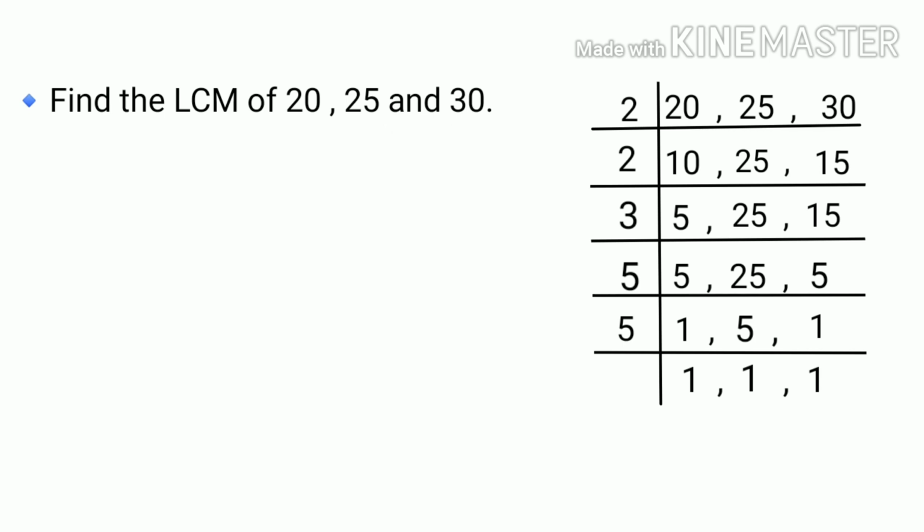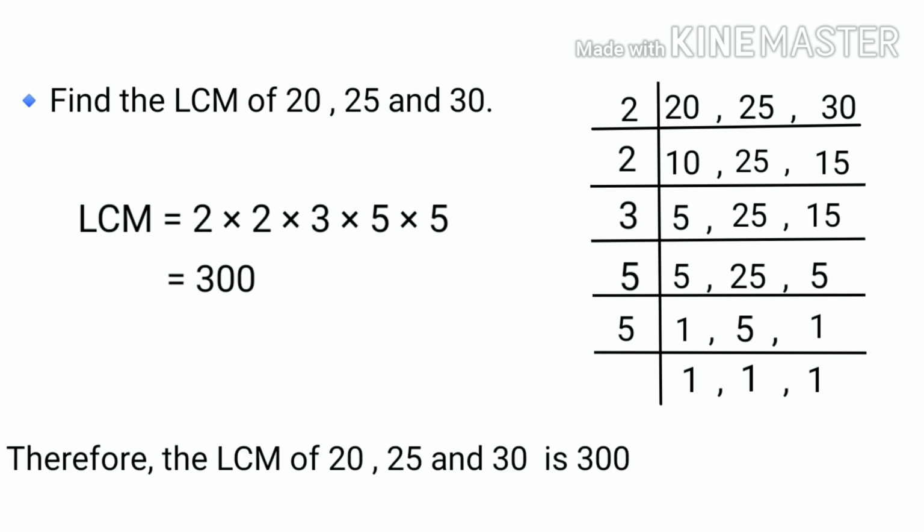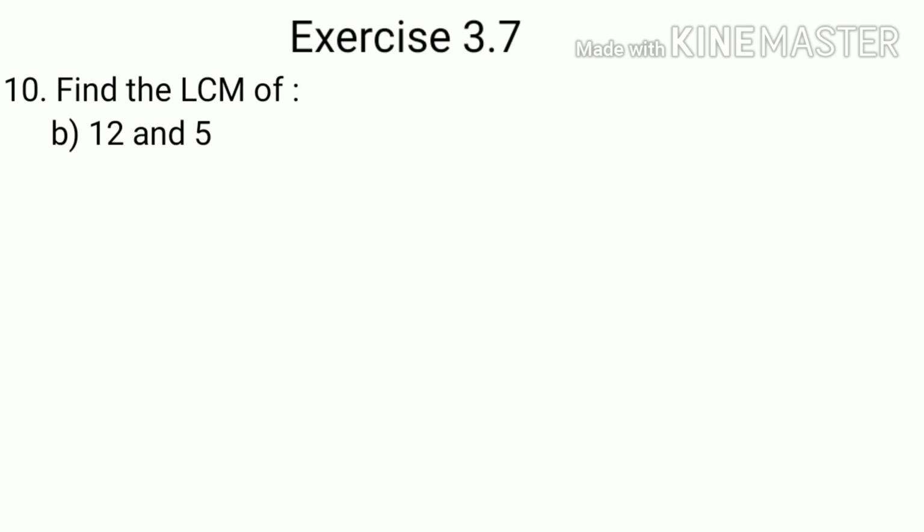Now to find the LCM, we will multiply all the prime factors of the numbers. So the LCM will be 2 into 2 into 3 into 5 into 5, which is equal to 300. So therefore the LCM of 20, 25 and 30 is 300. And this is the common division method to find the LCM. Now let's solve question number 10b of exercise 3.7.